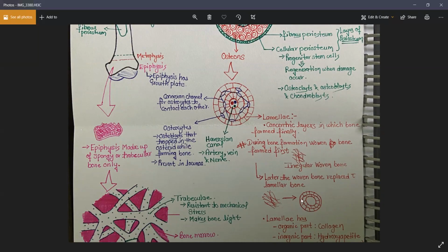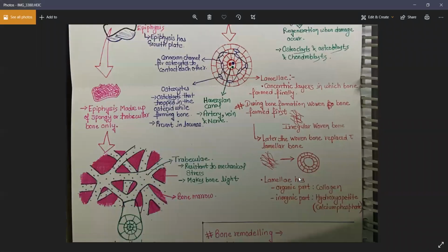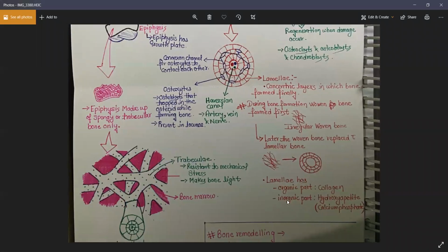These lamellae consist of two parts, one is the organic part and one is the inorganic part. So I can say that my bone is formed of two parts. The organic part is the collagen and the inorganic part is the hydroxyapatite, which means calcium phosphate. Calcium phosphate and some other ions form the hydroxyapatite, right?